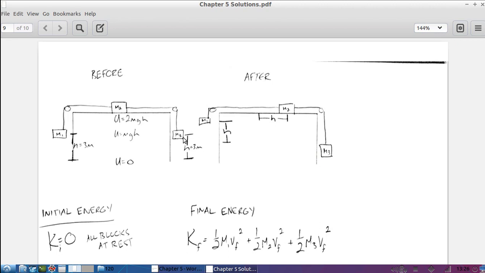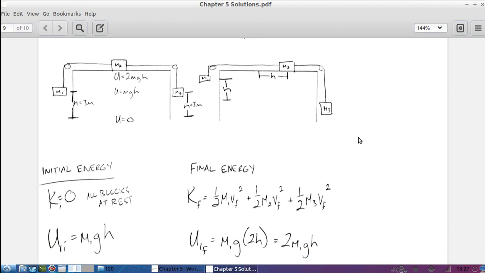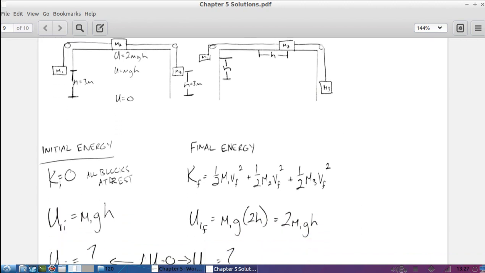Once you let go of it, M3 will descend, M2 will move to the right, M1 will ascend. They're all still connected by a string with tension in it, so they are all going to move the same distance. M3 is going to descend h, M2 is going to move to the right h, M1 is going to ascend h. Now they're all going to be in motion, so they're all going to have kinetic energies associated with them. So initial energy, no kinetic energy, the whole system is at rest.